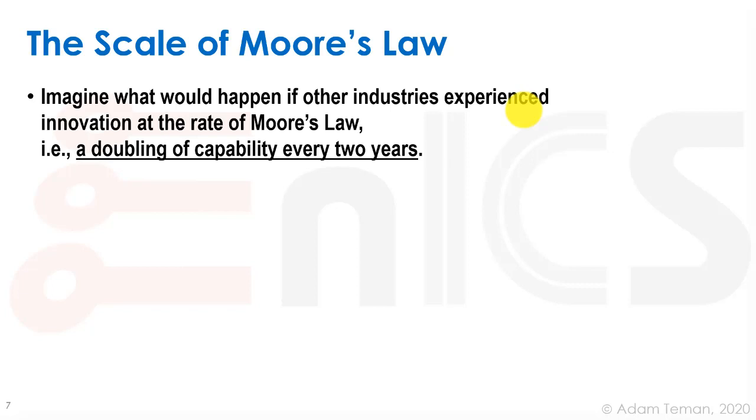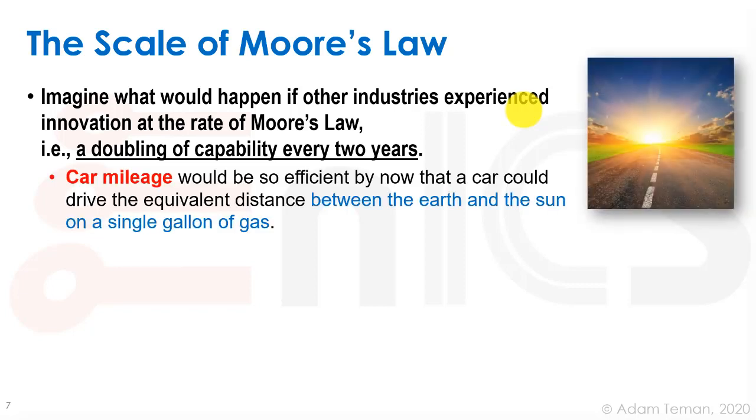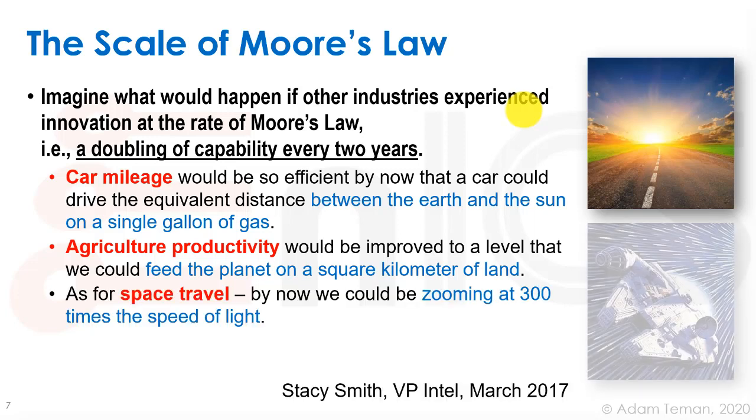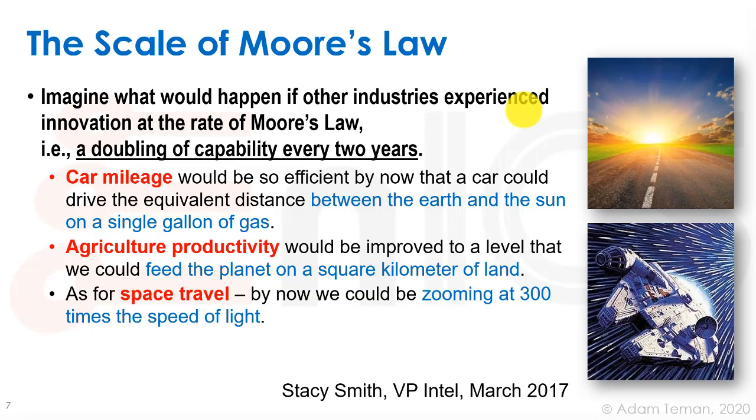So imagine what would happen if other industries experienced innovation at the rate of Moore's law, in other words, doubling capacity every 2 years. This is something put out by Intel a number of years ago, around 2015 or so. They say that car mileage would be so efficient now that a car could drive the equivalent distance between the Earth and Sun on a single gallon of gas. Agriculture productivity would be improved to a level that we could feed the planet on a square kilometer of land. And as for space travel, by now we could be zooming at 300 times the speed of light.